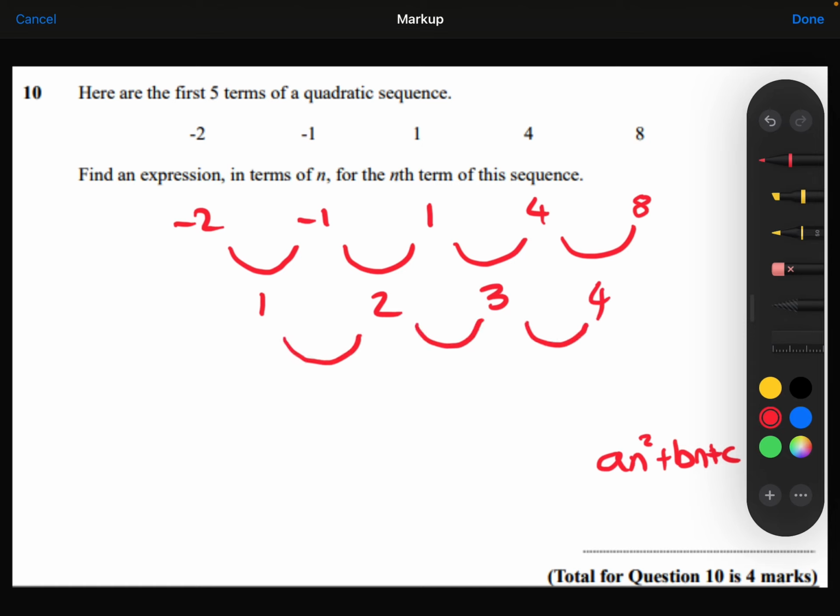Now let's look at the second differences. The difference between 1 and 2 is 1, the difference between 2 and 3 is 1, and the difference between 3 and 4 is 1. Now I know that this number here is always equal to 2a. So 2 times a is equal to 1. So divide both sides by 2, and I find that a has to be equal to 1/2.